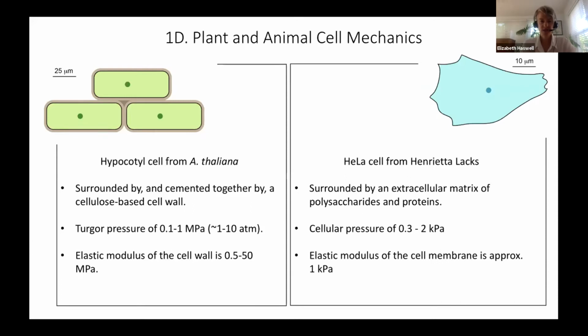Turgor pressure of a plant cell is between 1 and 10 atmospheres, 0.1 to 1 megapascal. Now, if you look at your classic animal cell, here we've got a HeLa cell, those all came from Henrietta Lacks, and it's also surrounded by an extracellular matrix made of polysaccharide and proteins, but they do not have the same elastic modulus. And so cellular pressure in an animal cell is around 0.3 to 2 kilopascals. So we're talking 3 orders of magnitude difference between an animal cell and a plant cell.